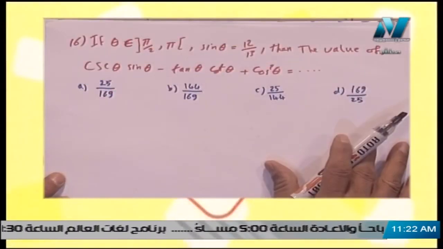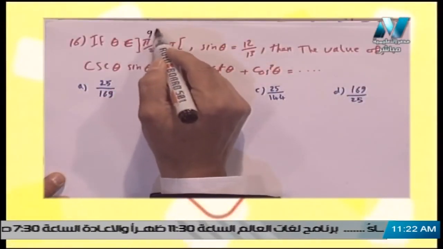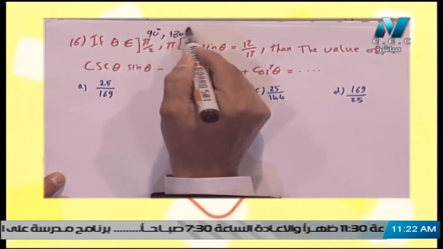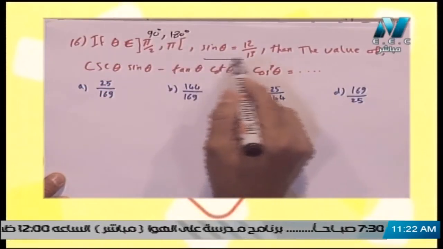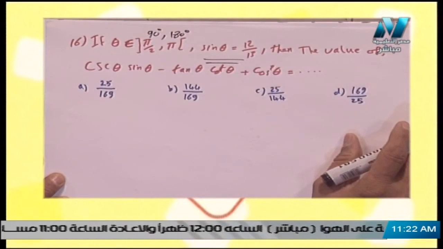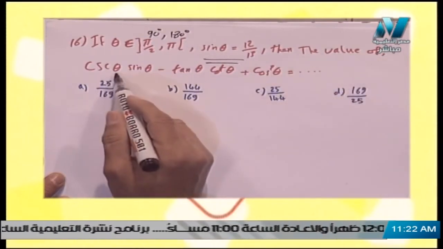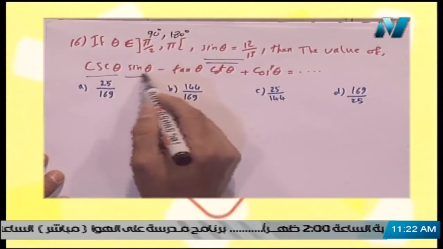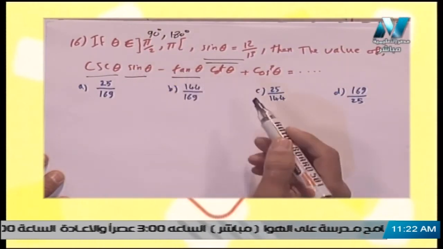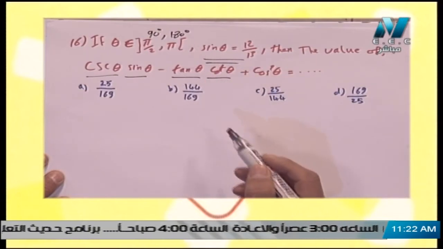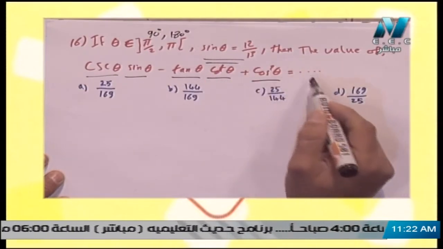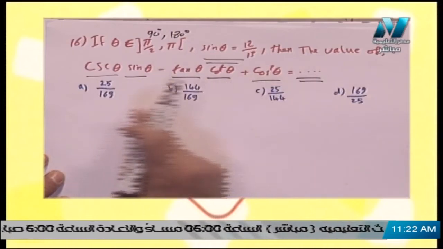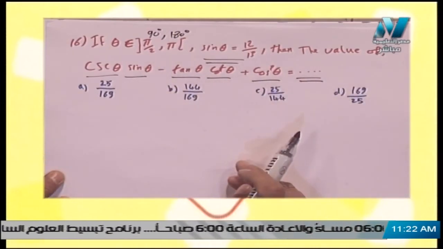If theta here is between pi over 2 and pi, meaning between 90 degrees and 180 degrees, and sine theta equals 12/13, then the value of cosec theta multiplied by sine theta, minus tan theta multiplied by cotan theta, plus cosine power 2 theta equals what? Which of these four results?